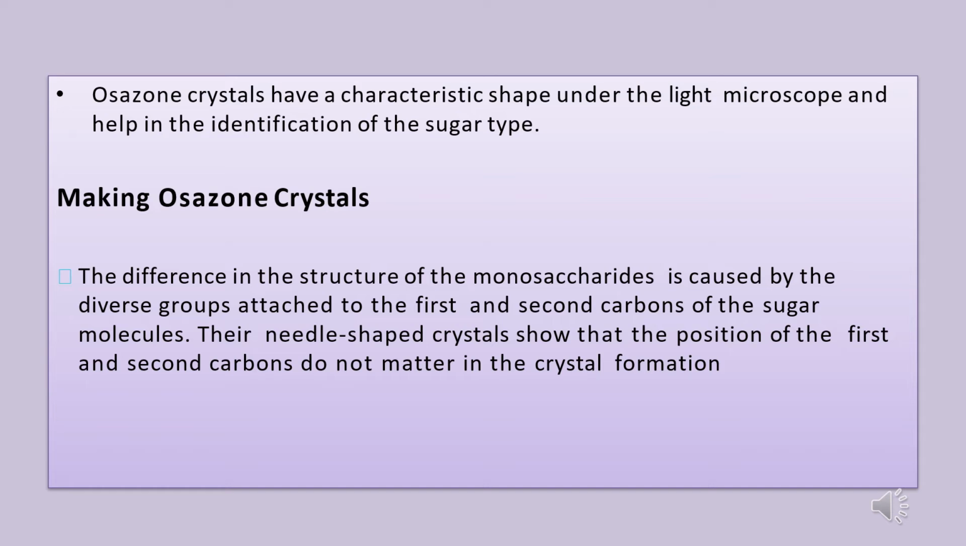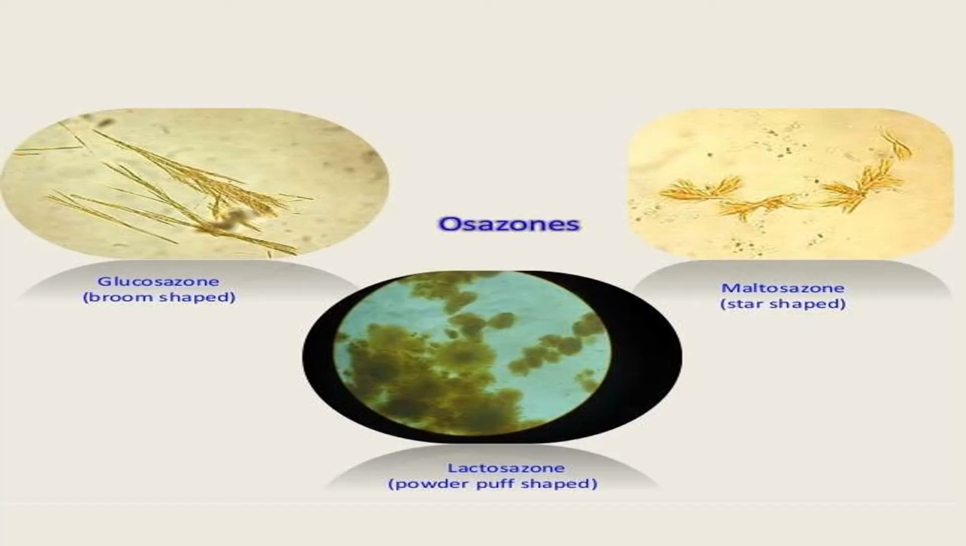Making osazone crystals. The difference in the structure of the monosaccharides is caused by the diverse groups attached to the first and second carbons of the sugar molecules. Their needle-shaped crystals show that the position of the first and second carbons do not matter in the crystal formation.